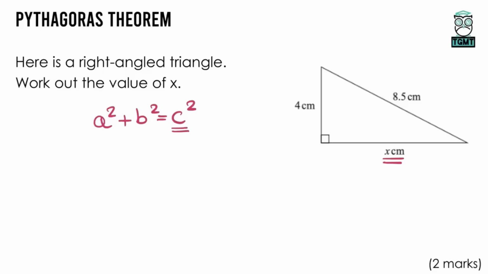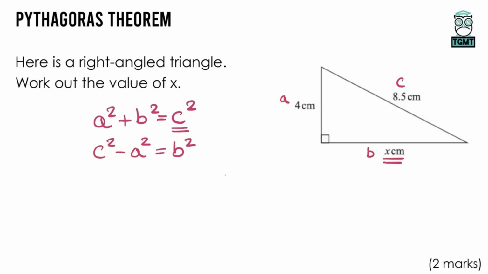You can rewrite the formula if you like. You can write c squared, take away either of a or b, because we haven't labelled the sides with letters, so it doesn't matter which one we write, we'll just write minus a squared, and that equals the other side squared. So here the longest side is always c, the other two are a and b, however you choose to write them. I'm just going to label the 4 as the a, and then we've got our b down here.